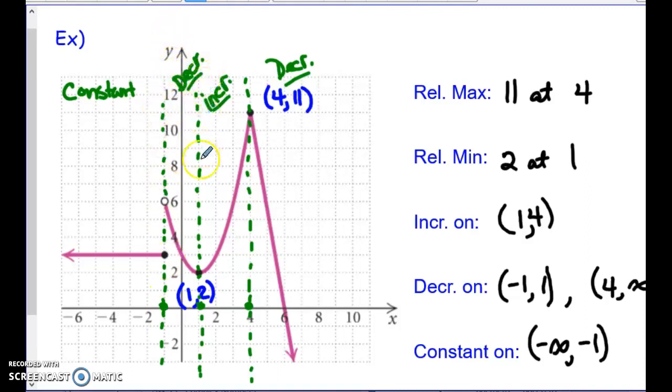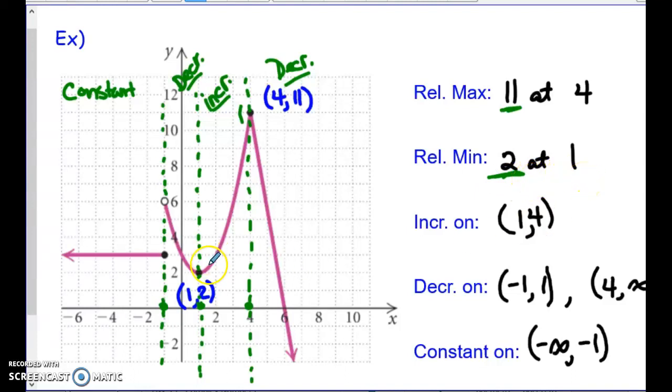Like before, I'm going to drop vertical lines anywhere there's a change in direction. This first section again is constant, and then in between here we've got a decrease, then it goes up for a little bit, and then it comes back down. So for the max, again, we're looking for a high spot right up here. It's at the ordered pair (4, 11), but I want to just give the y value as the maximum. That's 11. It's at x equals 4. Likewise, for the minimum, it's related to this ordered pair (1, 2), but the minimum itself is just the 2, just the y value. It occurs at x equals 1.